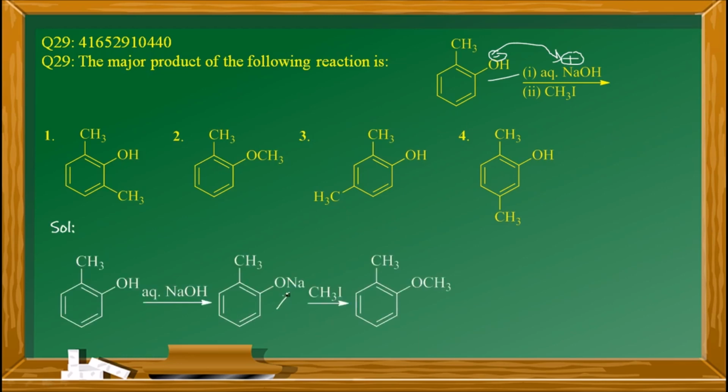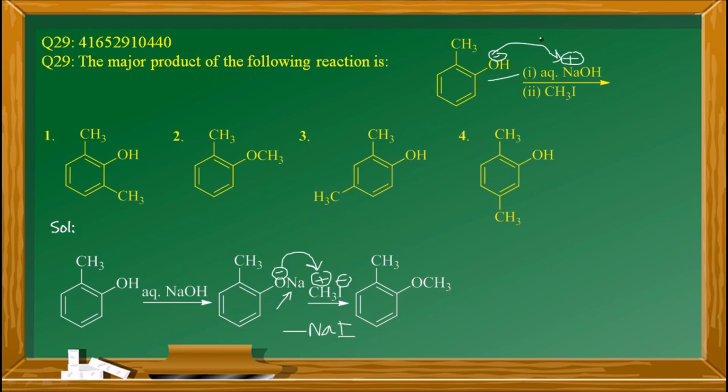This sodium phenoxide in the presence of methyl iodide, what will it do? Methyl iodide will have a partial positive charge on the methyl and a partial negative charge on the iodine. This oxide ion, which is negatively charged, will take up this methyl, with loss of sodium iodide. What is going to happen? Methylation of phenol is taking place. The total reaction is methylation of phenol, that is, a methoxy group is forming.